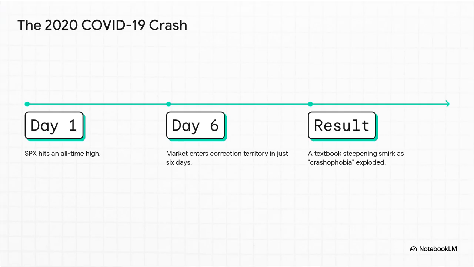Man, remember March 2020? The defining feature was speed. The market went from an all-time high to a correction in just 6 days. It was breathtaking. And as it happened, the Smirk steepened like crazy, almost going vertical. It was a textbook, pure explosion of crashophobia. The demand for downside protection was infinite, and the Smirk was a perfect, real-time picture of that absolute panic.